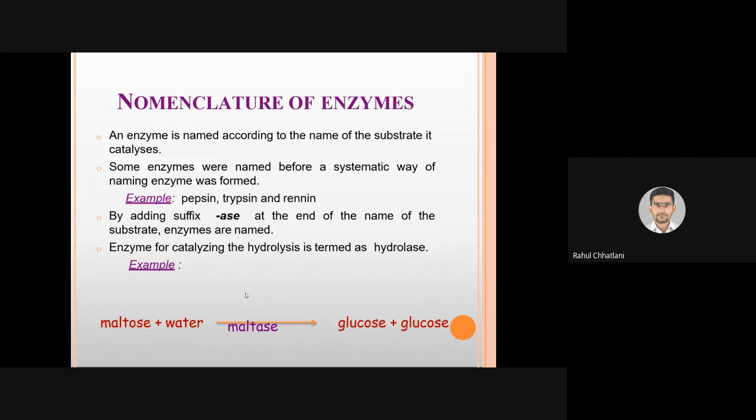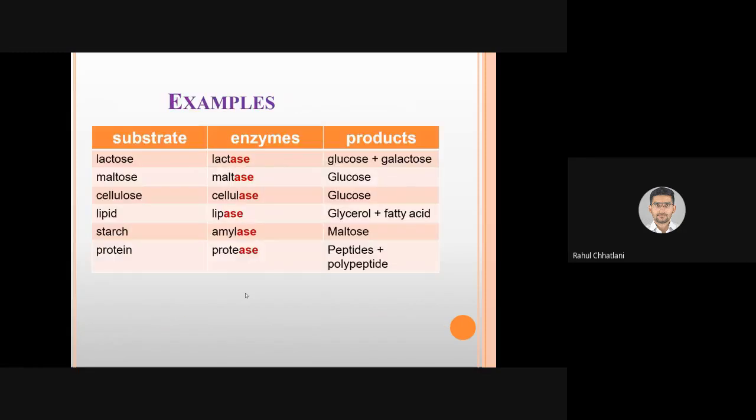Yes, and similarly there will be examples that we already saw, but there also were some enzymes which were named before this nomenclature. Before this system came, many enzymes were already named. So pepsin, trypsin, renin, all three are of course digestive enzymes, but they were named before this system came in, so it is predetermined. So there will be many enzymes whose names do not end in ASE, but still they are considered enzymes. Why? Because before the system came they were already named.